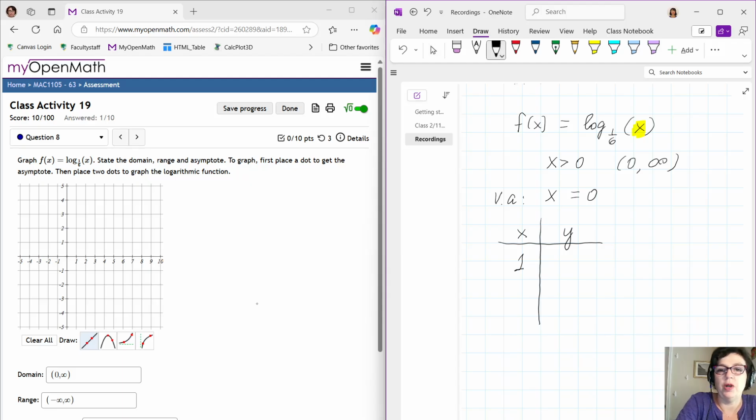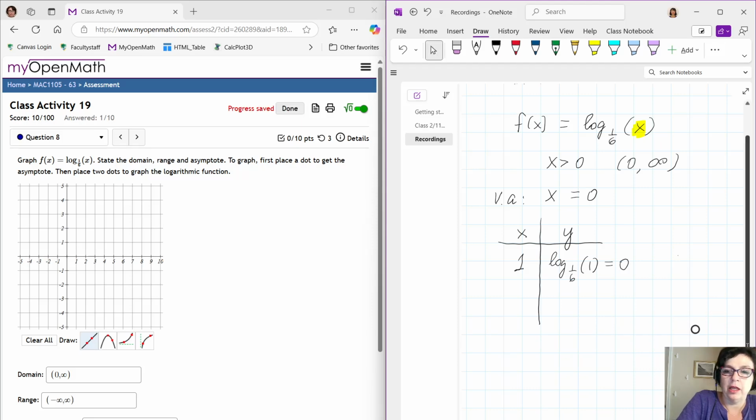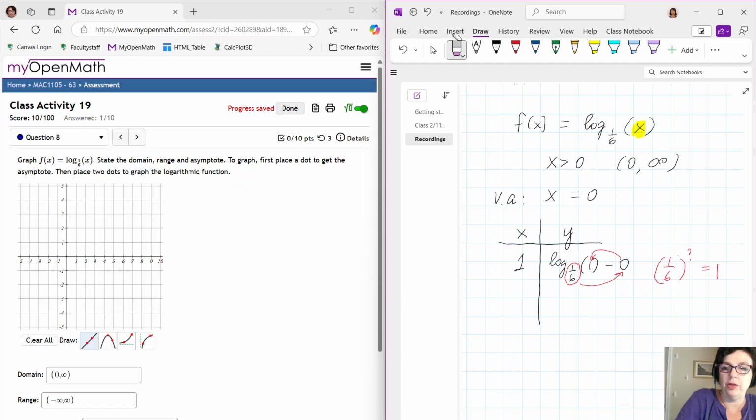So log of 1 is 0. Why is that? So log with any base of 1 equals 0. Why is that? Because if I write it in exponential form, which is going to be this number to this power equal to that number right there, then I'm going to say, okay, 1/6 to which power is 1? And the answer is 0, because power 0 always gives you 1. So that's why the log is always going to be 0. Log of 1 is 0. So that's 1 point. So I already have 1 point, but I need one more point.